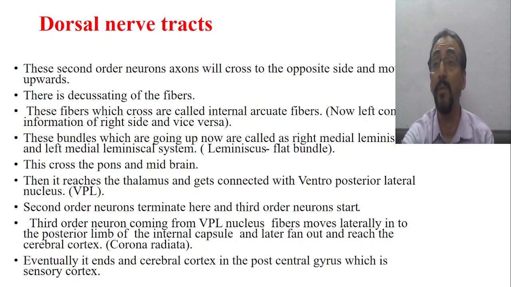From the hypothalamus, it decides which sensation has to be given to the cerebral cortex and which sensation has to be carried further. From the hypothalamus, these sensations are given to the sensory cortex of the cerebrum.